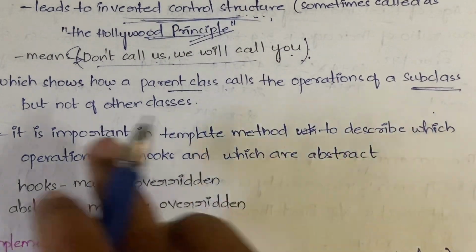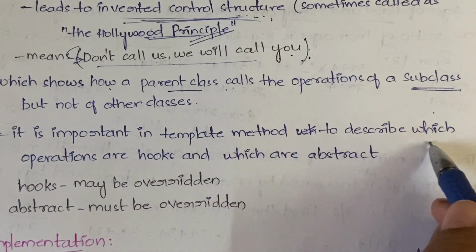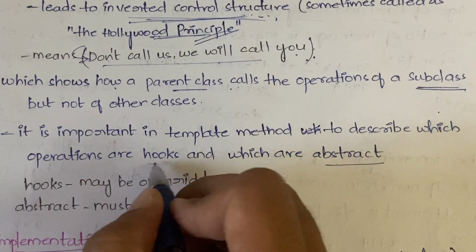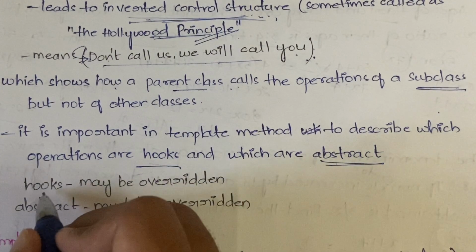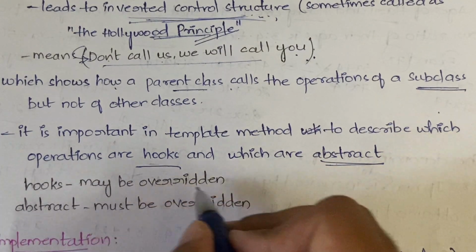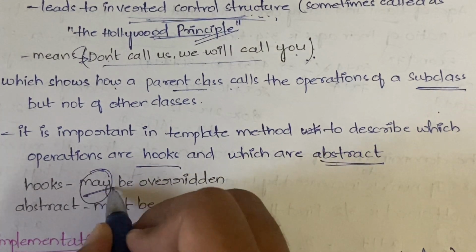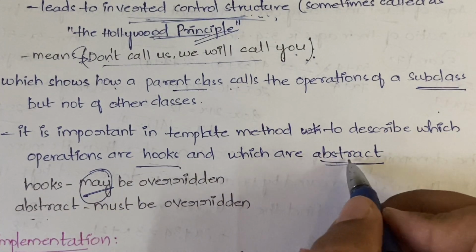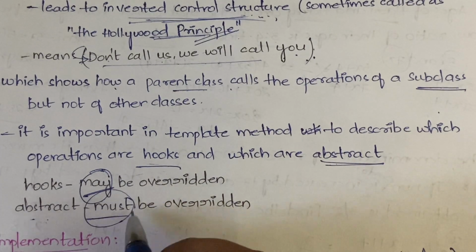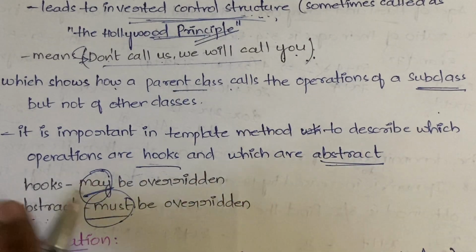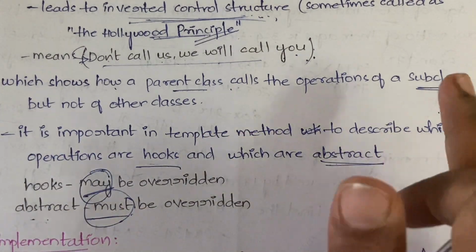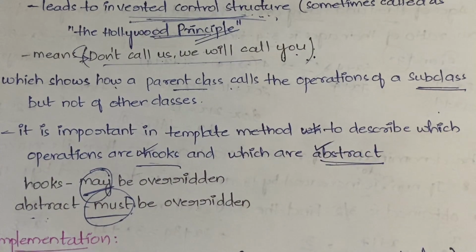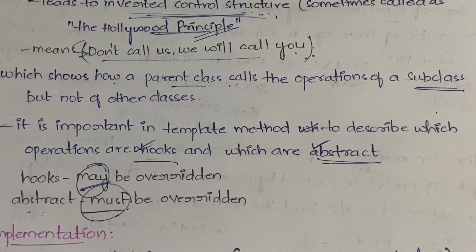Okay, next, it is important in template method to describe which operations are hooks and which operations are abstract. So what do you mean by hooks and what do you mean by abstract? Simple. Hooks are nothing but the operations which may be overridden. May, that is, it's your wish, you can override them or you can leave them. Whereas the abstract operations must be overridden. Got it? So it is important in template method to describe which operations may be overridden and which operations must be overridden. You have to show that, you have to describe that.